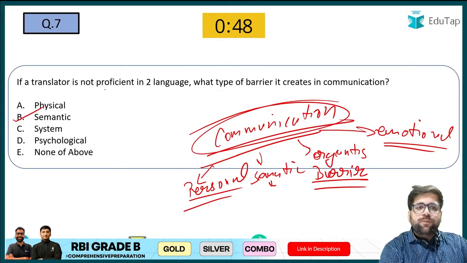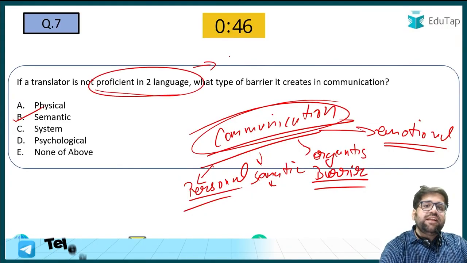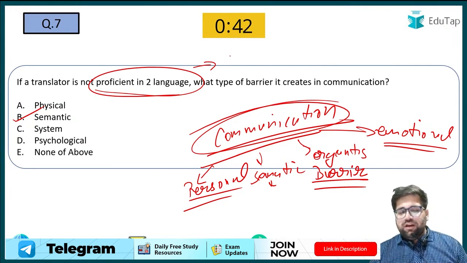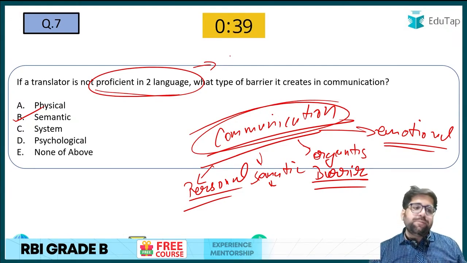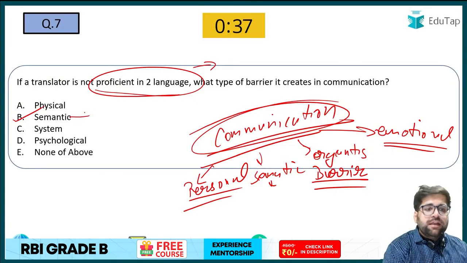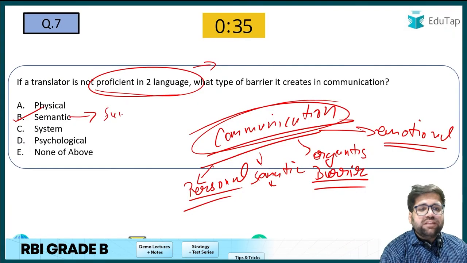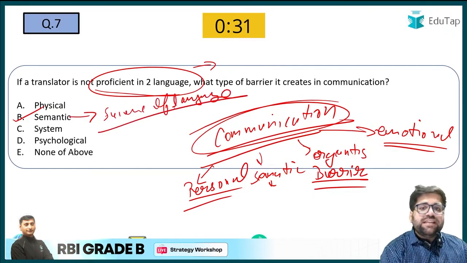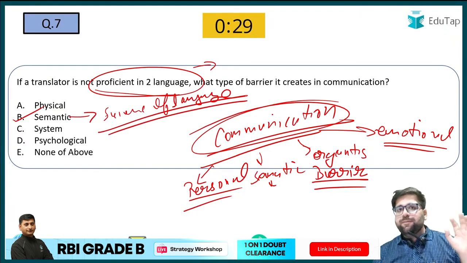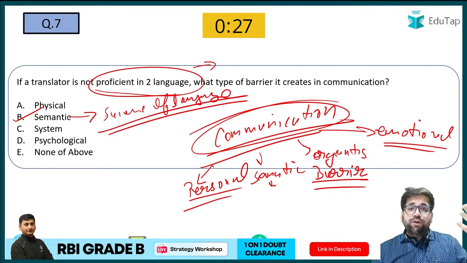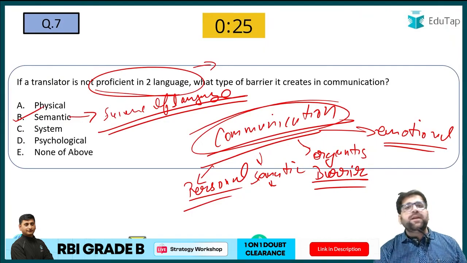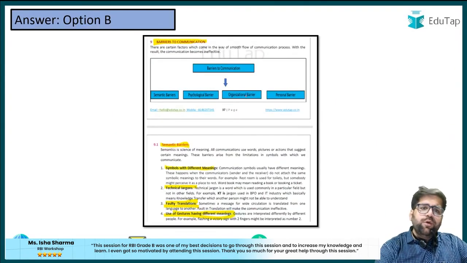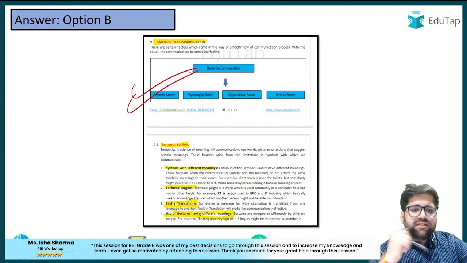If a translator is not proficient in two languages, which means that he is not able to understand one language and he is not able to decode that particular language, then he will be dealing with semantic barriers. Remember this particular thing: semantic barrier is about the science of language. If you are not able to understand the meaning of anything, if you are not able to decode that particular thing, then you will be dealing with semantic barriers. So again, a beautiful explanation has been given in our concept notes only.